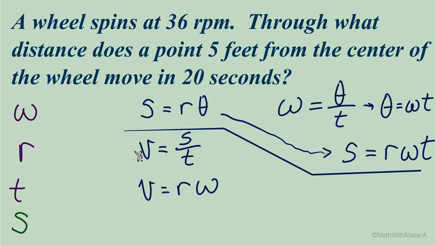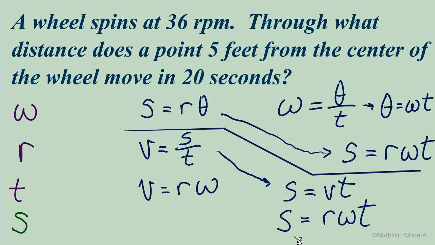Well, let's take this equation v equals s over t, and solve for s equals vt. Now let's do that substitution, r omega in place of v, and again we'll get to that same result, s equals r times omega times t. So whichever path we choose, they will get us to that final formula that's needed for this problem, but it was definitely necessary that we put two of our formulas together.